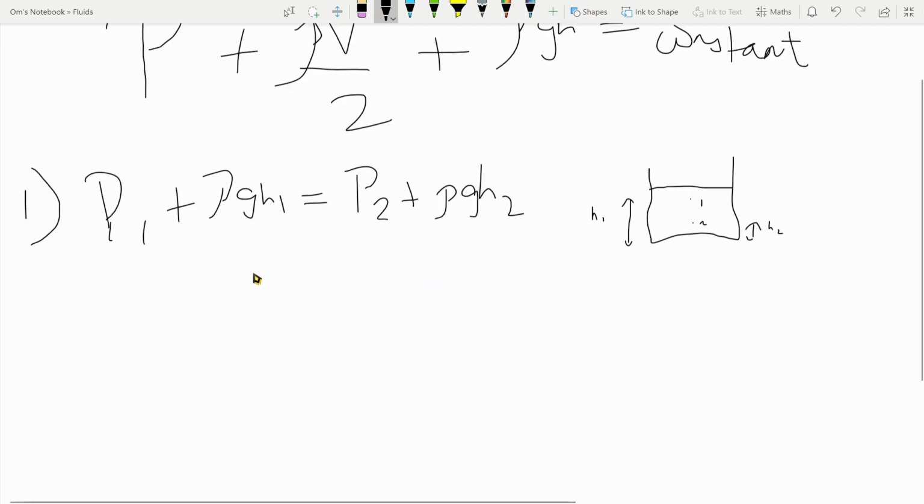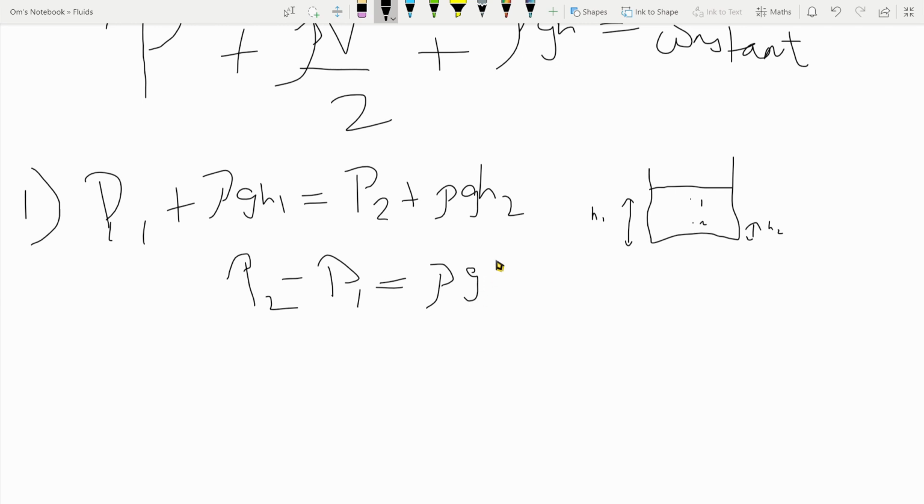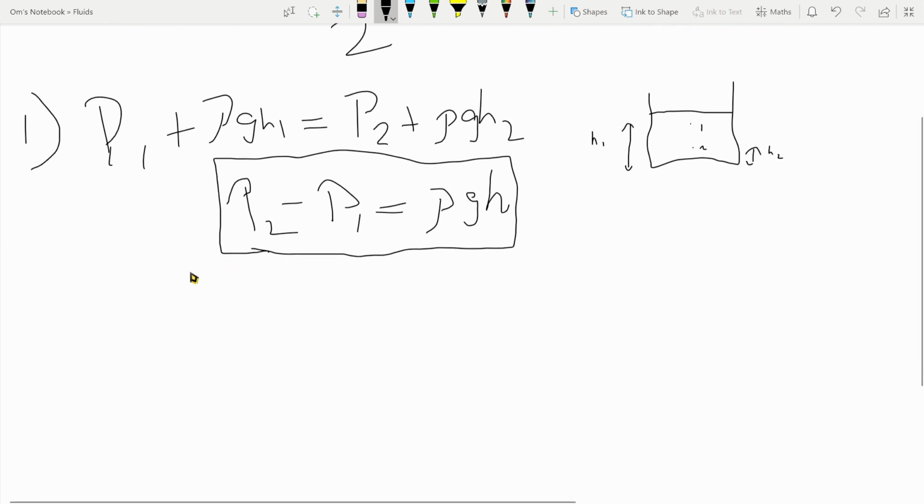And if you're observant, you might have already noticed that this is nothing but Pascal's law. That is, the difference in pressure between any two points in a fluid is nothing but the density of the fluid times the acceleration due to gravity times the difference in the height between them. I thought this is something pretty interesting that I should begin this video with, sort of a verification of the fact that Pascal's law really does hold true. Alright, so that is the first result of sorts.